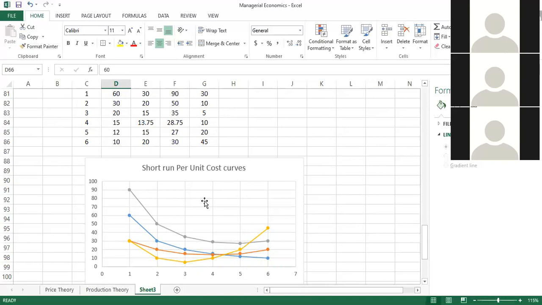Monopoly. Oligopoly. Perfect competition and monopolistic competition. So four main market structures, right? Perfect competition, monopoly, monopolistic competition, oligopoly, right?